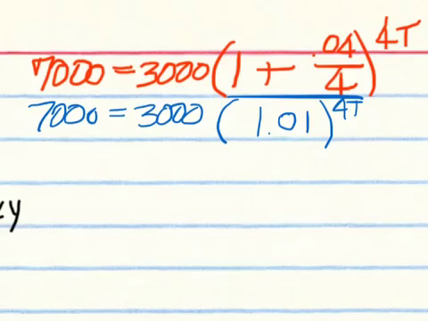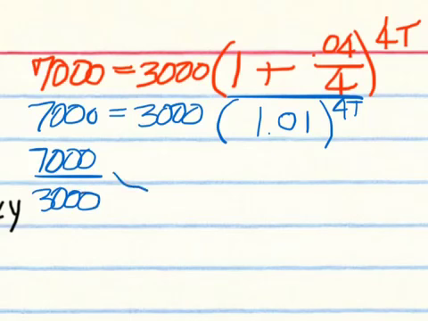Now, get rid of the 3,000 from the right by dividing by 3,000. So on the left we have 7,000 divided by 3,000. And I don't know how that got in there. Just white out. There we go. And equals, I don't know why it's doing that. It's just an awful day for bloopers. I can't take the blame for this. It's just doing it on its own. So there we go. We'll try this again. Equal sign. And then 1.01 to the power of 4t.